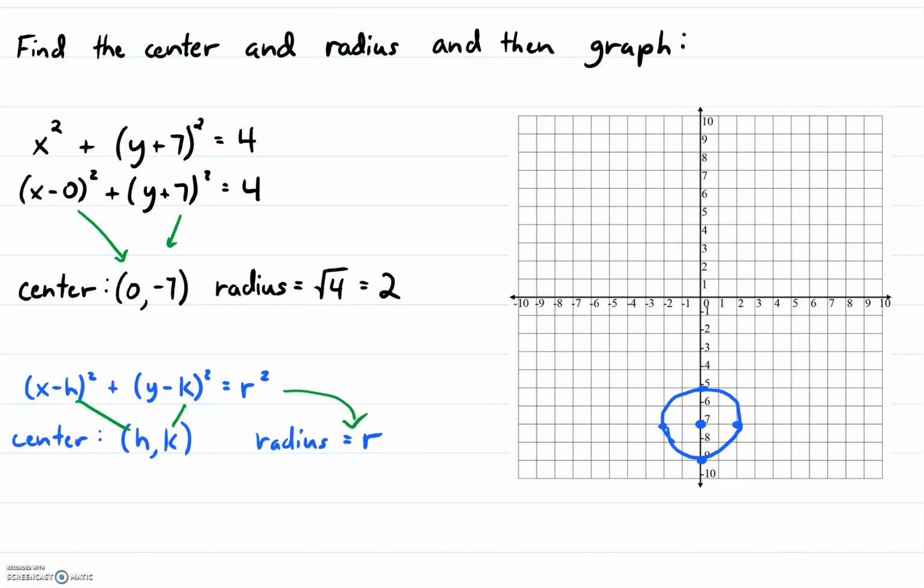So that's it. All you have to do is figure out the center by switching the sign of the number next to the x and the y, take the square root of the constant or the number on the right-hand side of the equal sign, that gives you your radius, plot the center, count up, down, left, right, whatever the radius is, put dots and connect those dots, and that's it.